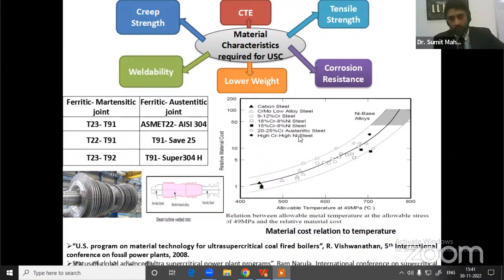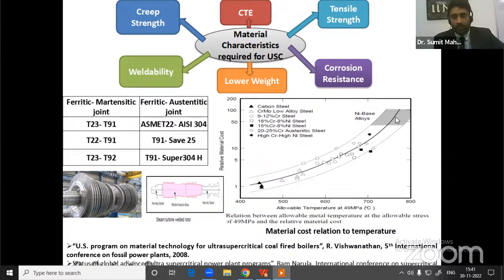Here you can see a chart showing the relation between the metal and temperature. The operating temperature for carbon steel is near 400 to 450. If the temperature goes beyond 450, we cannot use carbon steel because it will fail easily. There are other steels, like chromium molybdenum steel and 9 to 12 chromium steel, which have better corrosion resistance due to the presence of chromium and nickel. As we move ahead, there are nickel based alloys.